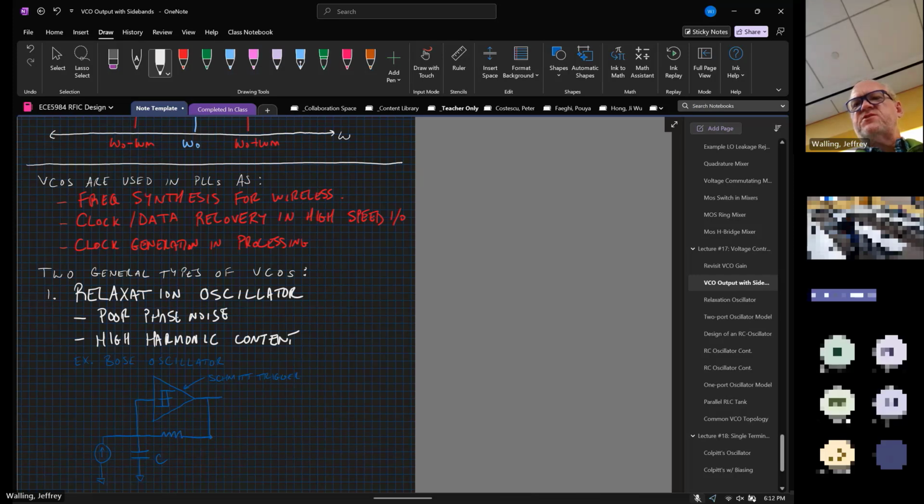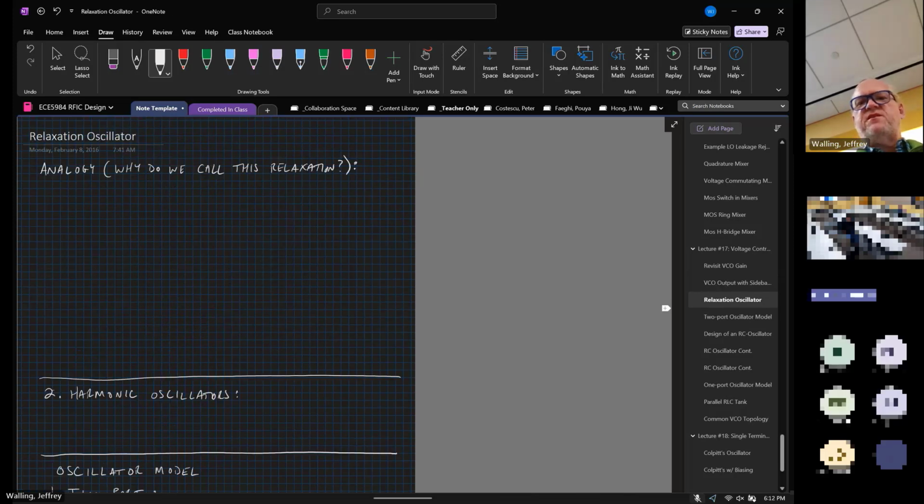The way to think about a relaxation oscillator, and these are commonly things that we use for timers. They're not necessarily something that we would use for the LO in a communication system. The analogy to this, why do we call this relaxation?